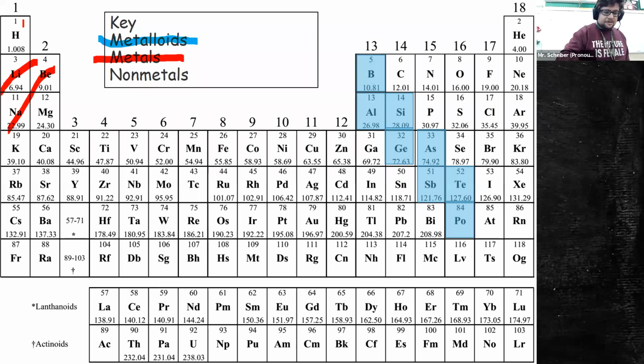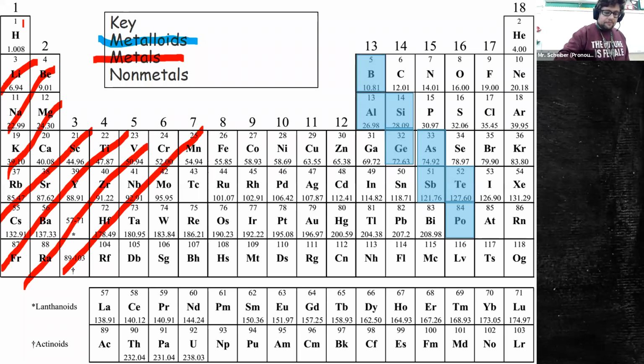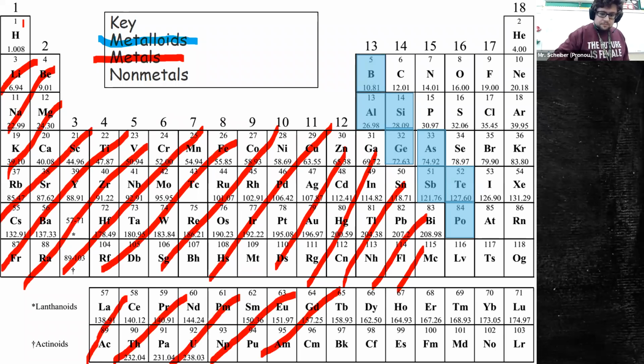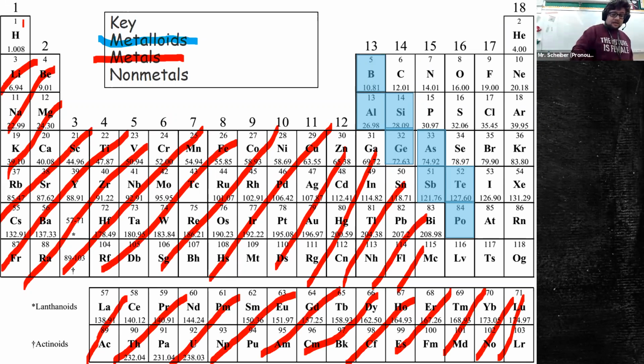The only exception there is hydrogen is a non-metal. So all this here, this is all metals. Metals, metals, metals, metals. And then down here, these are also all metals. So to the left of the staircase are metals, and then anything to the right of the staircase, we make them green, are our nonmetals, and the only exception to that rule is hydrogen. Hydrogen is a nonmetal, so all of these are nonmetals.